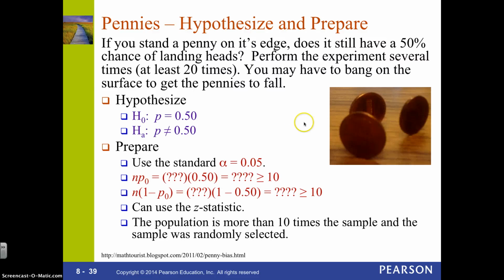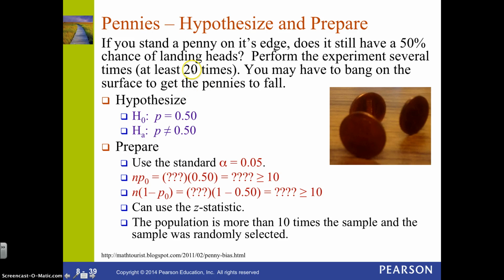So in this case, I'm using the null hypothesis that the proportion is equal to 50%, and the alternative is that it's not 50%. Okay, so we're going to use again the 5% for our alpha. Now, depending on how many times you do this, and again, the more times you do it, the better.